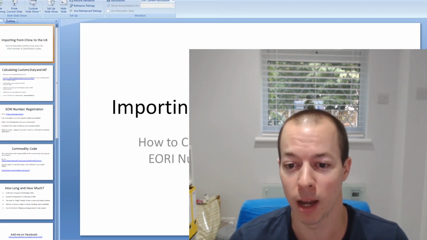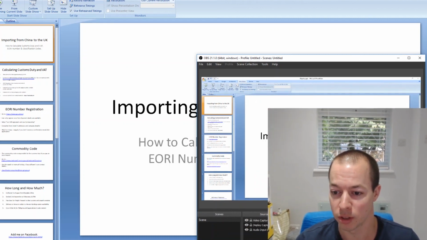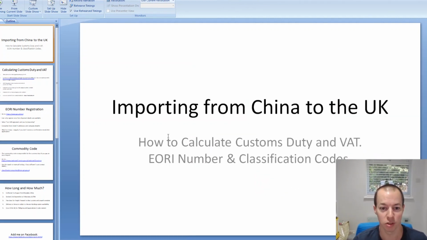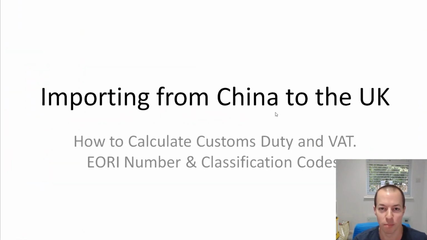So I've got a lovely PowerPoint presentation which I'm going to shrink down so you can see, and then we're going to jump straight into it. So importing from China to the UK, I'm going to show you how to calculate customs duty, VAT, and then I'm going to briefly touch on what an EORI number is and why you need it, and also classification codes which are needed to calculate your customs duty.